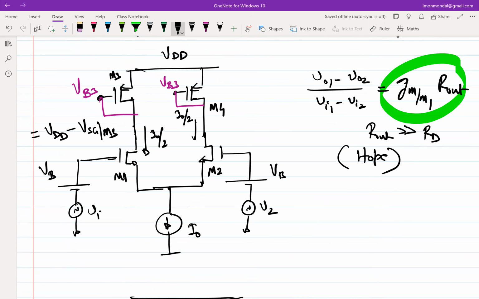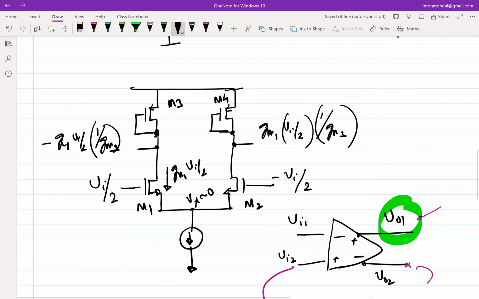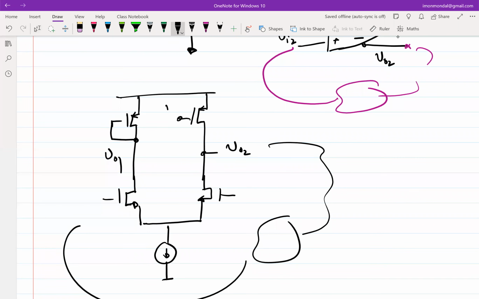So if we do this, then clearly the quiescent value of V01 will be VDD minus VSG3 of M3. And if this is, let's say, VB3, this is M1, M2, M3, M4, then we have to now figure out how do I set the value of VB3, right? Because M3 got biased, but how do I then bias M4? Whatever gate voltage of M3 should be done.